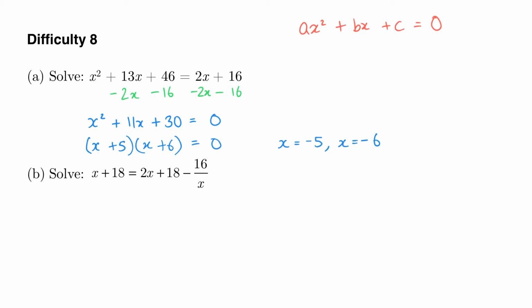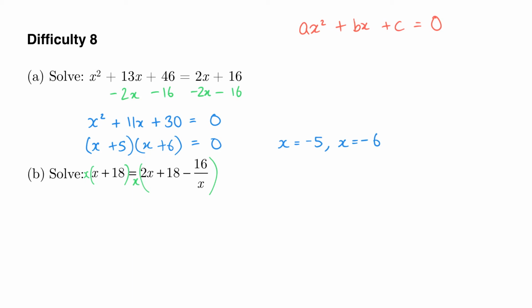Moving on to question B. Now this looks a whole lot trickier, because we don't even see an x squared. It doesn't look anything at all like ax squared plus bx plus c equals 0. But there's only one step that we need to take here to turn it into something like we had in part A. And in this case, what we need to do is multiply both sides by x. So I'm going to show that by putting brackets around there and an x in front. If I multiply the left side by x, I need to multiply the right hand side by x.